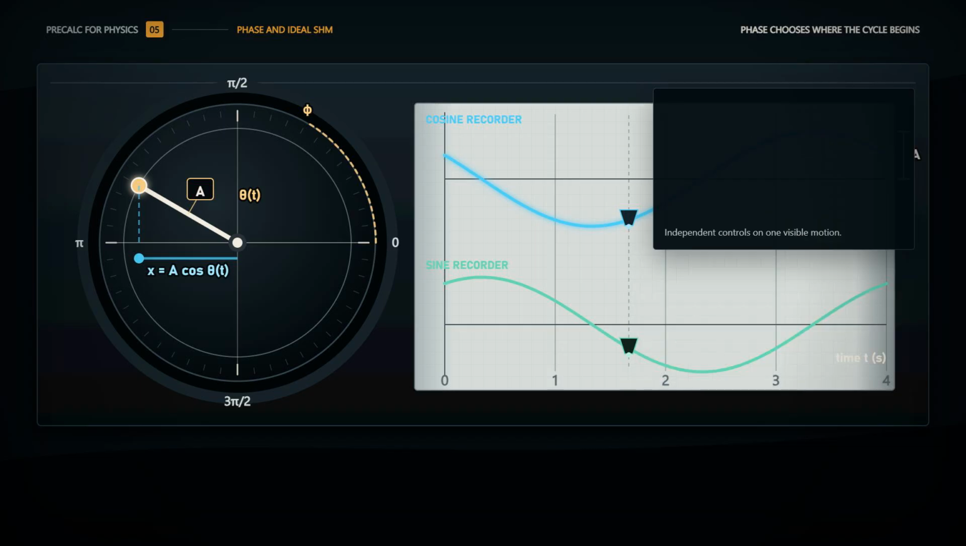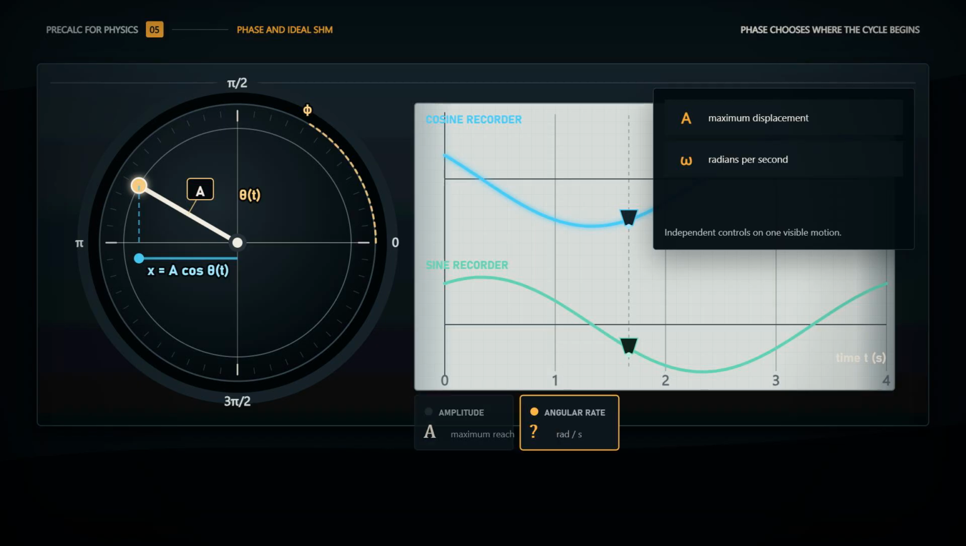Read the model from the physical controls. A is maximum displacement from equilibrium. Omega is angular frequency in radians per second. Phi is the starting angle in radians. Each parameter changes one visible property while the others can remain fixed.